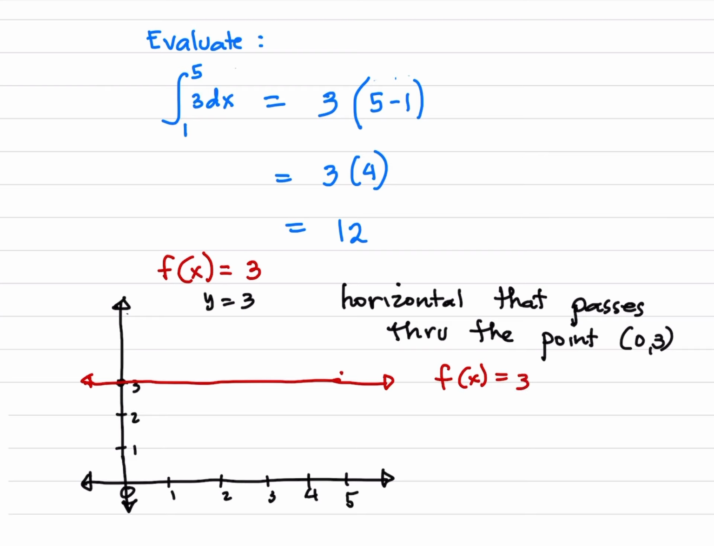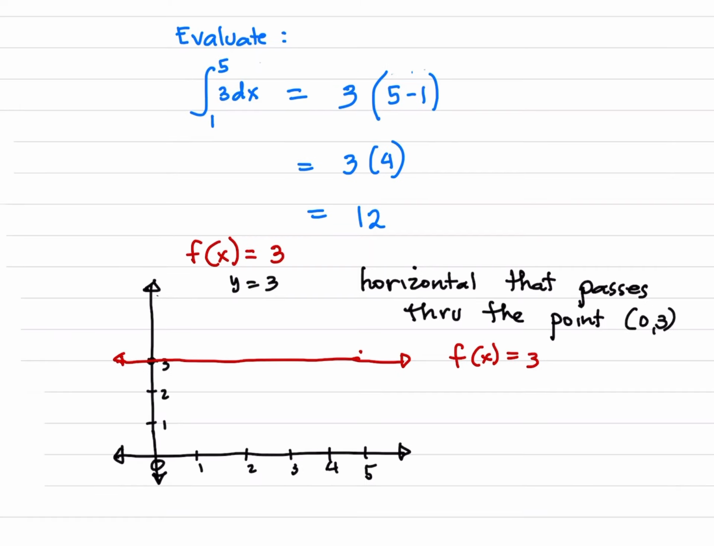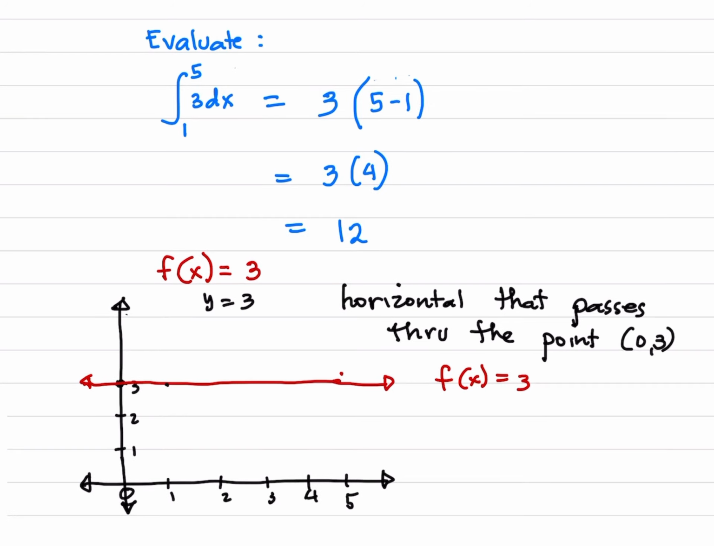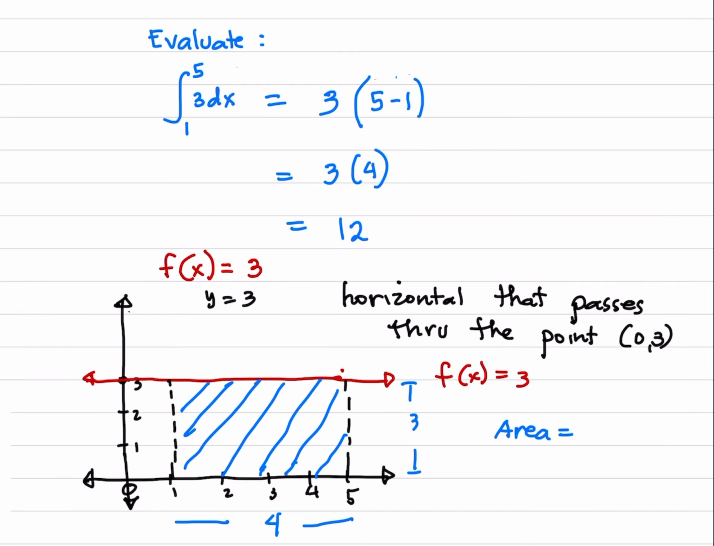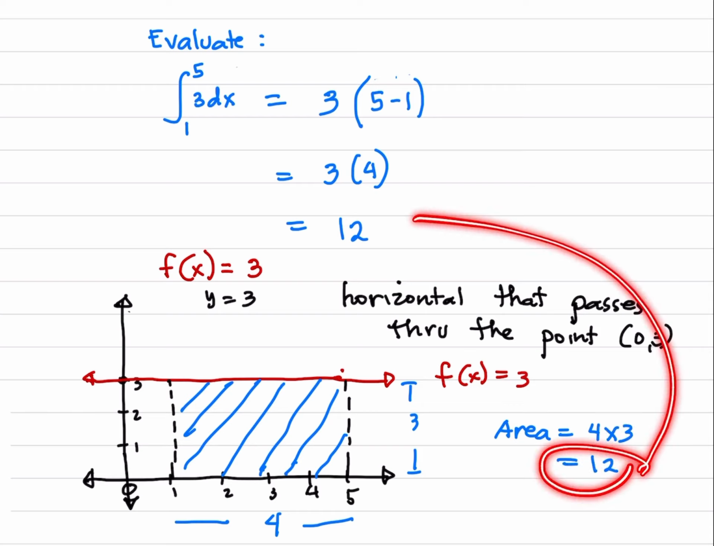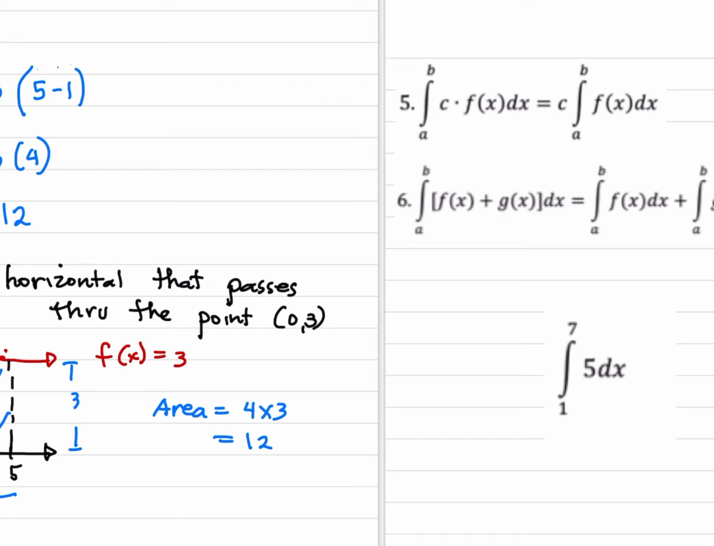Take note that when we say integral of, we also mean area bounded by. Our limits are 1 to 5, so we chop this off at 1 to 5. Notice that we formed a rectangle whose length is 4 and whose width is 3. Therefore, the area of the rectangle, length times width, 4 times 3, is equal to 12. And that was our answer a while ago.